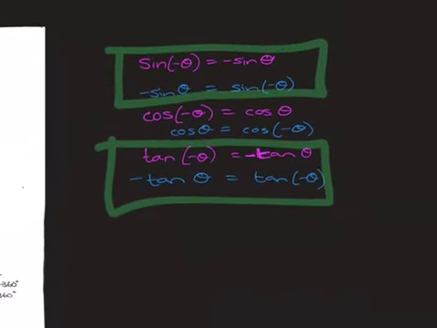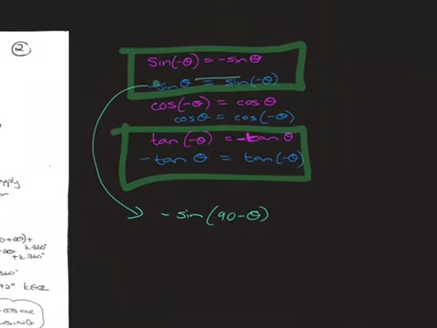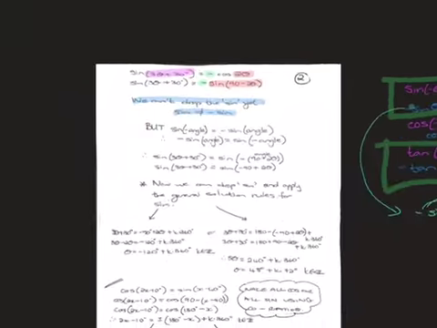So in this case, I'm going to take this one. I have negative sine of an angle called 90 minus theta. So I want to go back into the negative. So all I need to do is distribute that negative back in. So that's the same as saying sine of a negative angle. I'm putting it back in. So that can change to sine of negative 90 plus theta. Okay, so that's what's happened here.